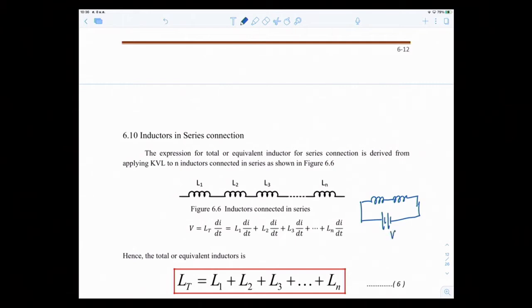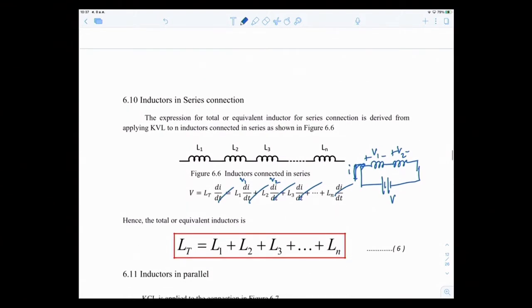So if you have this, V equal to the current I, plus minus V1, plus minus V2, and so on. By KVL, V equals L total di/dt, with the same current flowing through it. L1 di/dt is V1, this is V2, and so on. But the same current is flowing through, so you can cancel it. You're left with L total equal to L1 plus L2 plus L3, just the same way as you add total resistors in series.